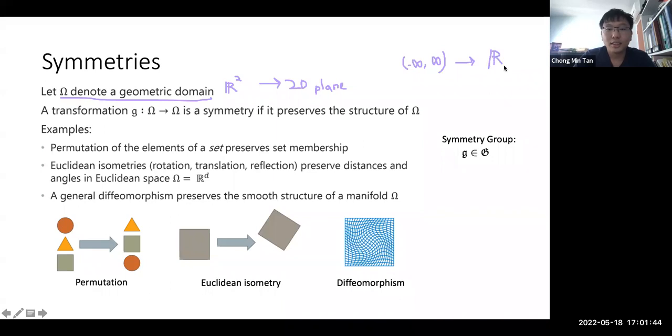So this is the idea of the geometric domain. There's a transformation in this domain that maps omega to omega. Basically this is a mapping that preserves the input space. So the domain of your function is also the range of the function. It maps back to itself.